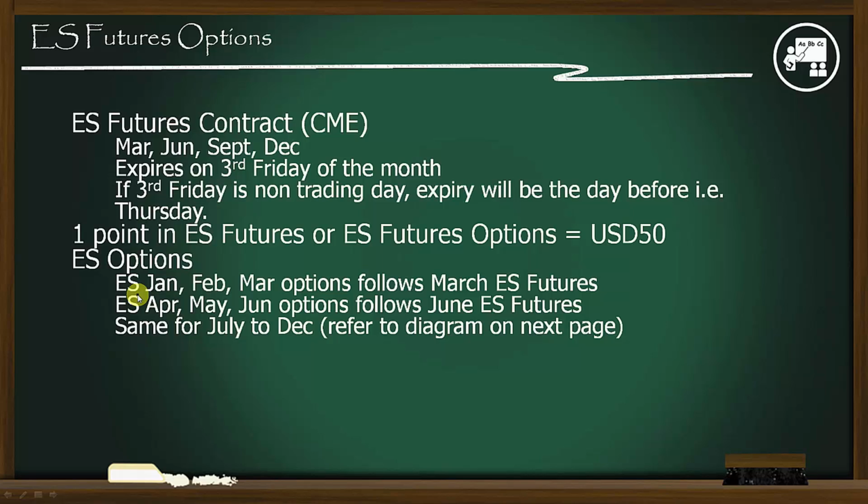You have to be careful here, because the January, February, and March options will follow the March futures. And the April, May, June options will follow the June futures, and so on. We'll take a look at the next diagram for a clearer picture.